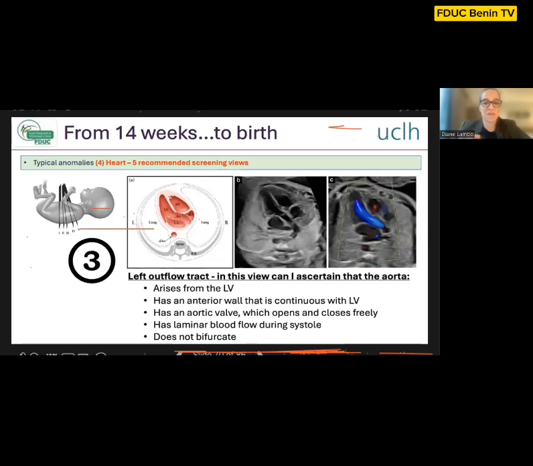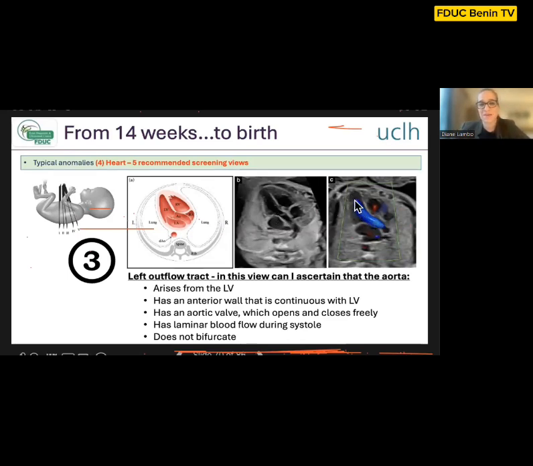And in this view, what I really want to be able to determine is, does the aorta arise from the left ventricle? Okay, as I can see here. So I can see that the aorta is continuous with the left ventricle. Does it have an aortic valve? So you can see that on the middle image, there's whitish discoloration, and you can see it opening and closing when you take your video. And is there what we call laminar flow during systole?